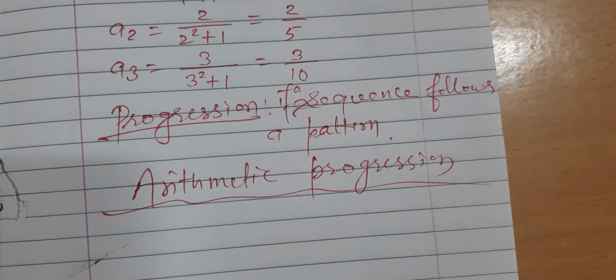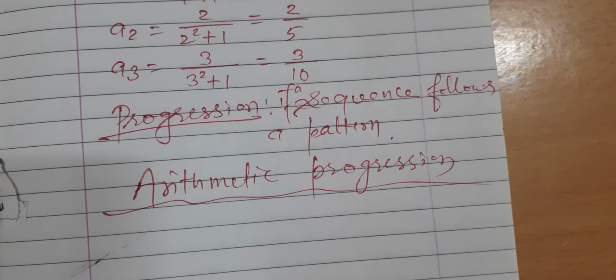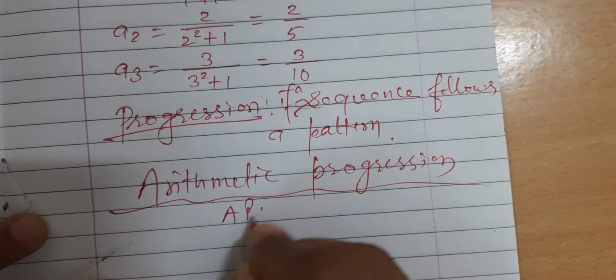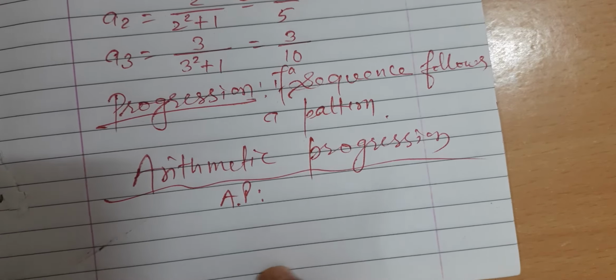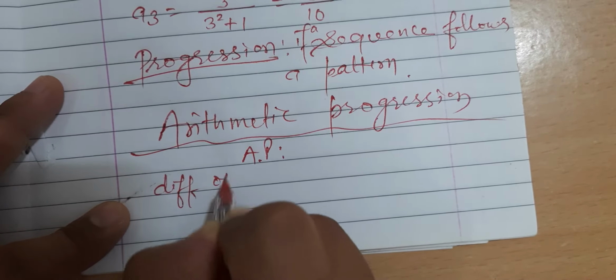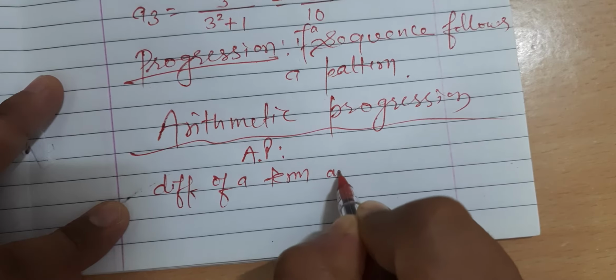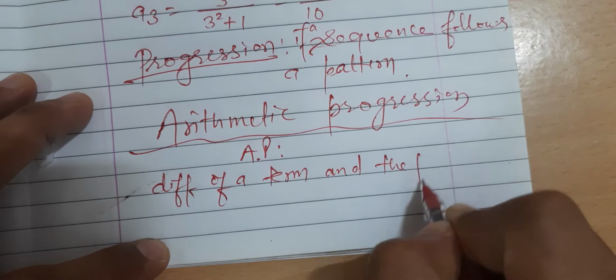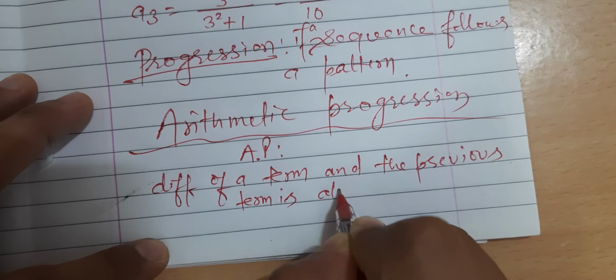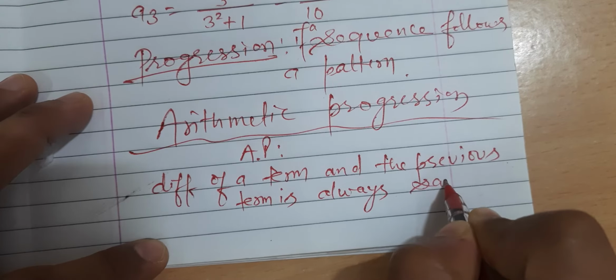Okay, so the difference between sequence and progression is, a progression is also a sequence, but if a sequence follows a particular pattern, then it is called a progression. Like in AP, in arithmetic progression. Now what is this AP? A sequence is called an AP if the difference of a term and the previous term is always the same.